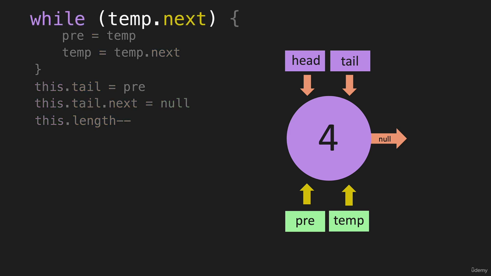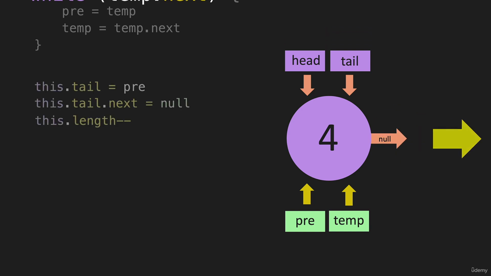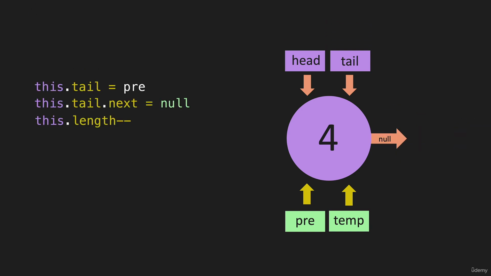So we're going to run while temp.next. Well, temp.next is null, so the while loop is not going to run at all. So we can remove that, and that's all that we're going to use the temp variable for. So I'm just going to drop that out of the diagram there.